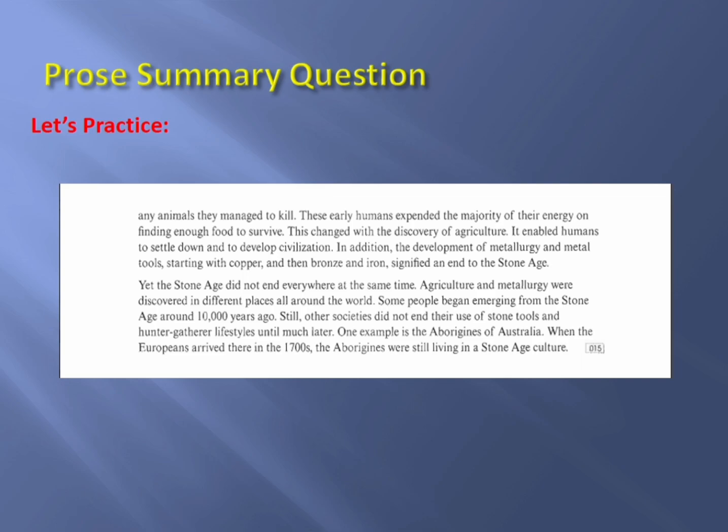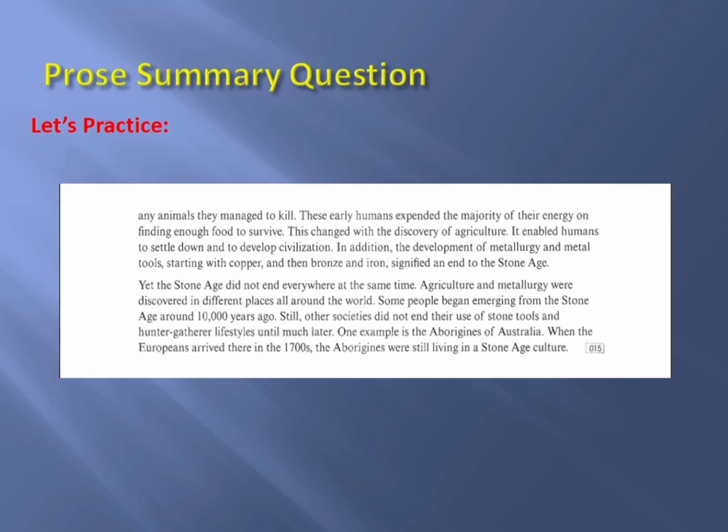This changed with the discovery of agriculture. It enabled humans to settle down and to develop civilization. In addition, the development of metallurgy and metal tools, starting with copper and then bronze and iron, signified an end to the Stone Age. Yet the Stone Age did not end everywhere at the same time.